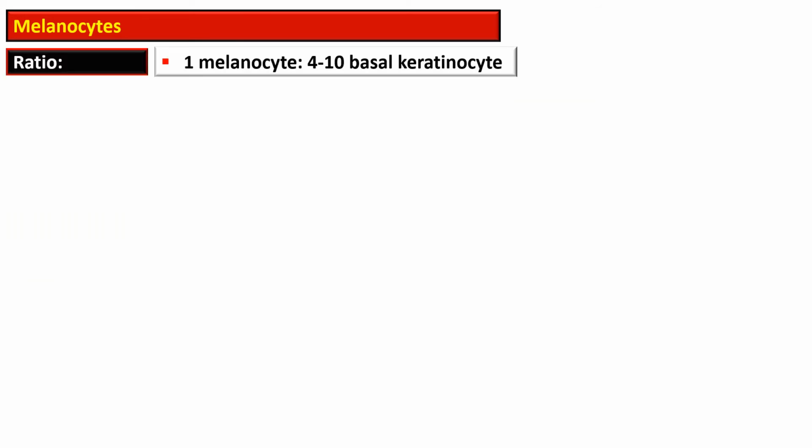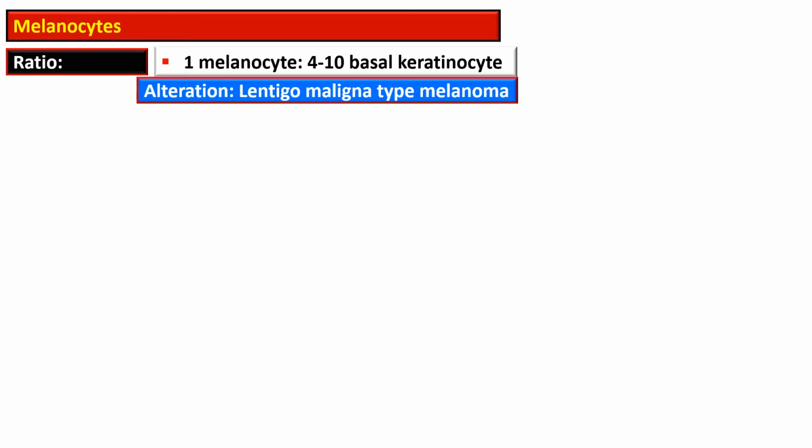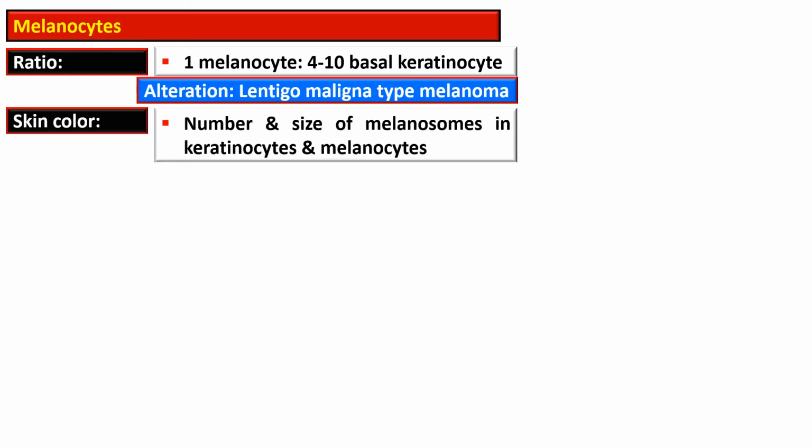Now the ratio of the melanocyte to the basal keratinocyte is 1 to 4 to 10. There is one melanocyte per 4 to 10 basal keratinocytes, and this ratio is altered in a condition that is termed lentigo maligna type melanoma. In this type, this is disturbed.